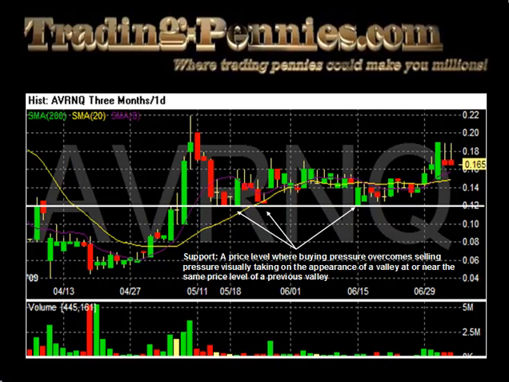A support level increases in psychological significance or strength the more it is proved to successfully change the trend of a stock when approached from above. In the chart illustrated below, you will notice that the 0.12 price level serves as strong support, as each time the stock approached this level from above, it was turned back upward on 3 successive attempts. As a trader, when a stock nears the support price level, we want to put this stock on our watch list as it may prove to be a very profitable trade.